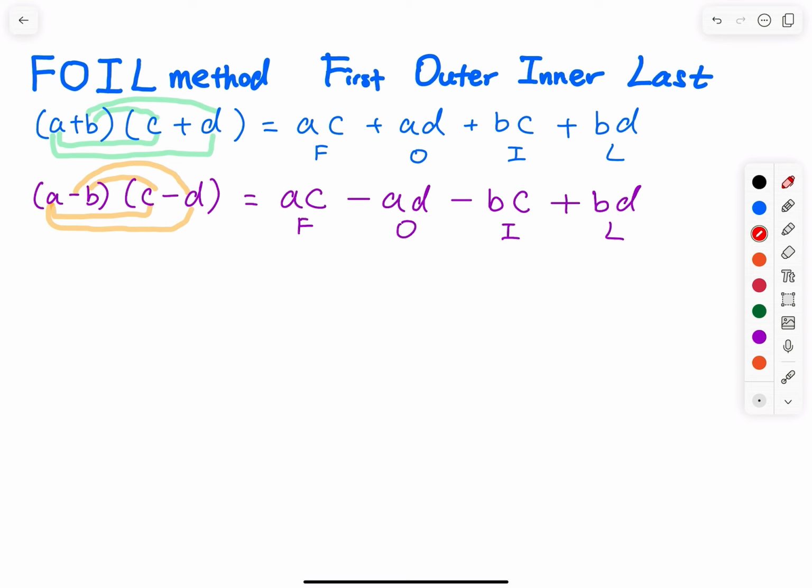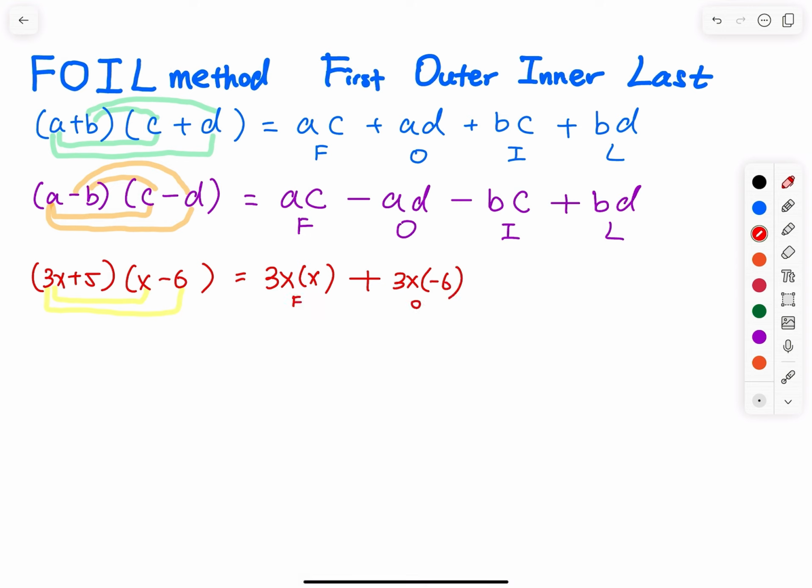So the first problem, how about I try (3x plus 5) times (x minus 6). How's that? 3x times x, 3x times negative 6. Let's do it. 3x times x, you can do an extra step, and then plus 3x times minus 6. So that's first and then outer.